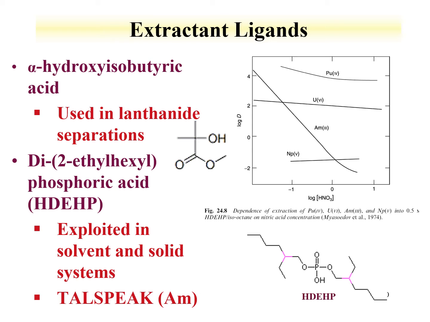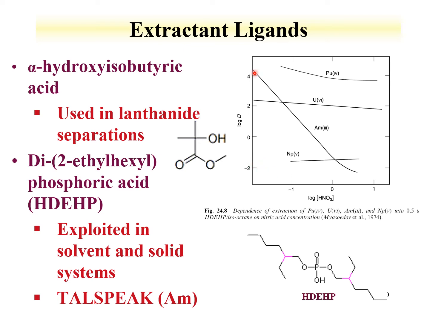Some of the data shown here for HDEHP show the distribution coefficient. Again, this is the log distribution coefficient as a function of the log of the nitric acid concentration. We see that for uranium, plutonium, and neptunium, there's not much of a dependence of the extraction on the nitric acid concentration. Plutonium-4 and hexavalent uranium have very good extraction coefficients, all above 10 to the second, while neptunium is pretty poor. It's about 10 to the negative 1.5.